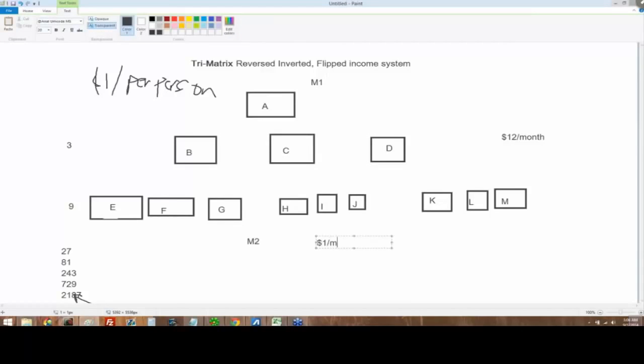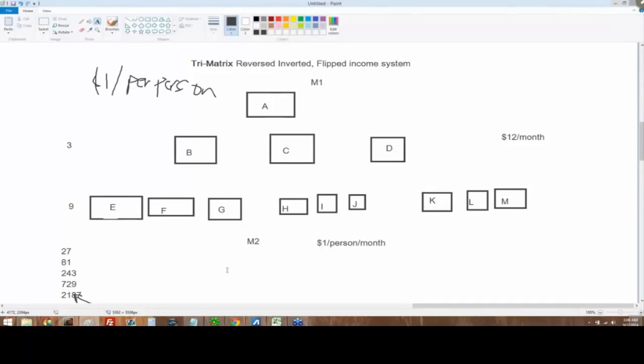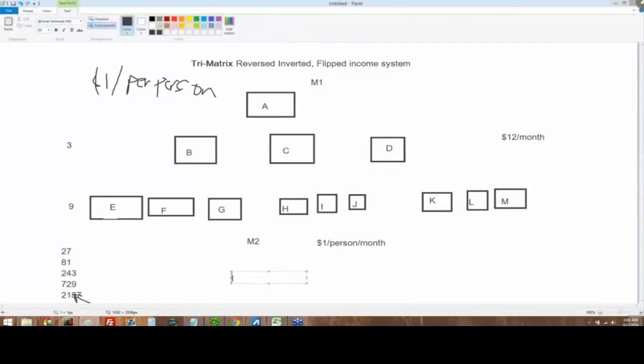And M2 is the same way. It's $1 per person per month. Again, that means that now M is going to be making $12 a month, while A is also making $12 a month, even though neither one of them has recruited many people at all. Given the math behind it, there are too many people. The 2,100 people here, it's not going to be sufficient to flip it once. So then we do a second thing.